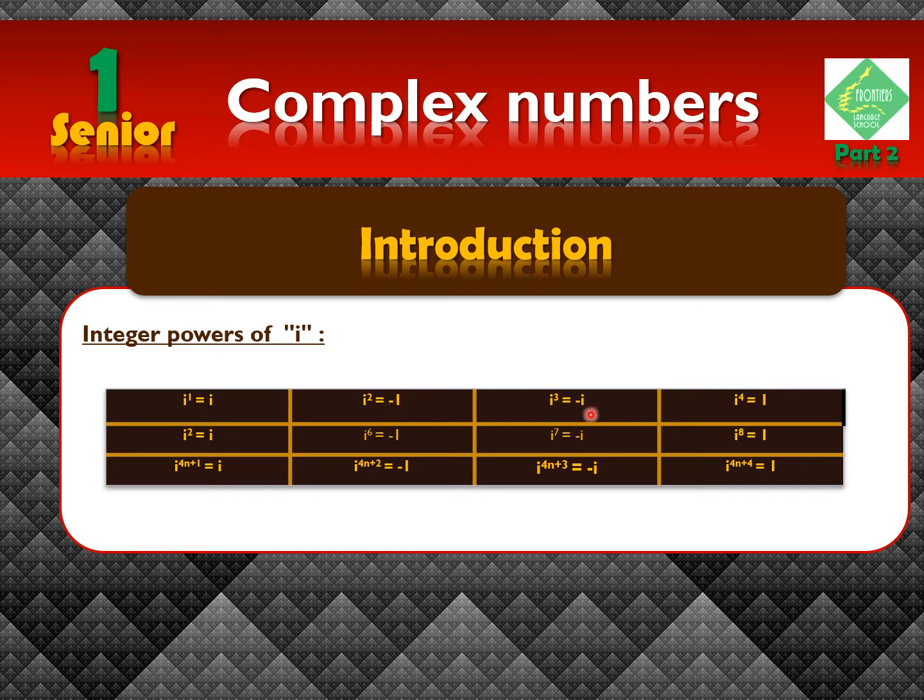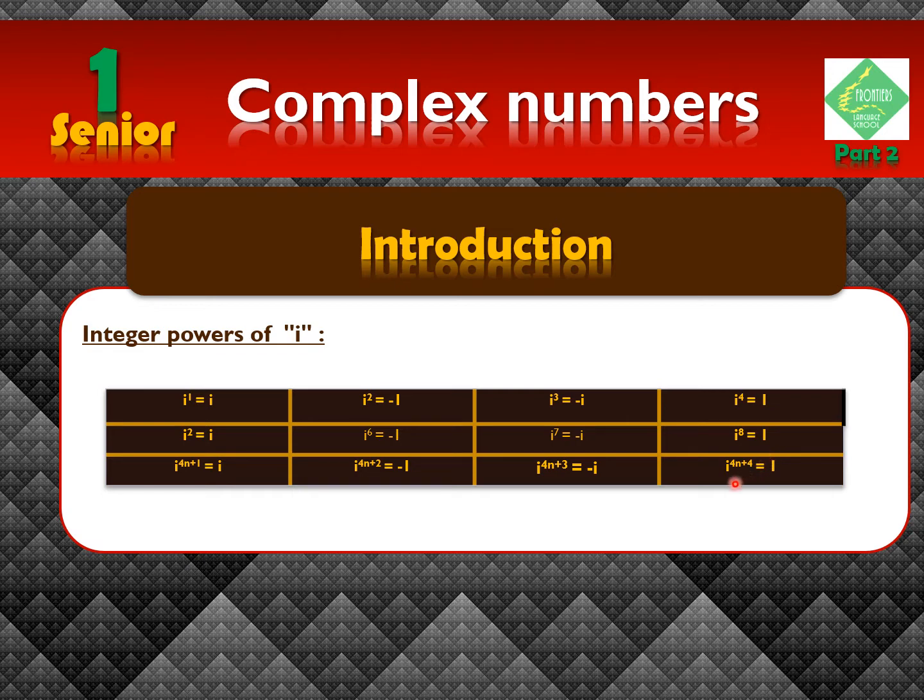I power 3 is negative I, and I power 4 is 1. So for any multiple of 4, I power 4, I power 8, I power 12, I power 16, and so on, I get 1.